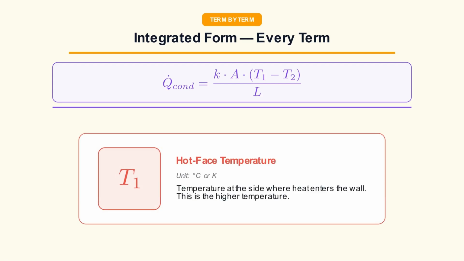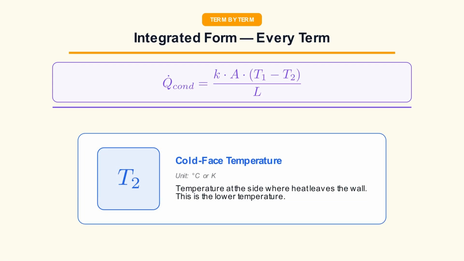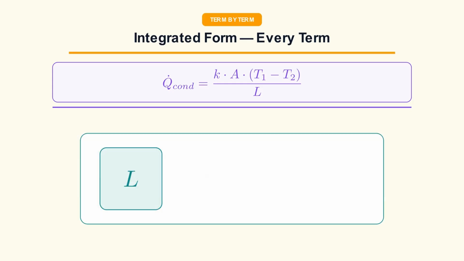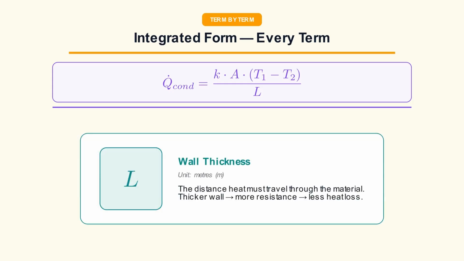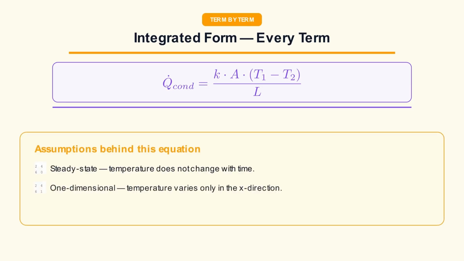face, degrees Celsius or Kelvin. T2 is temperature at the cold face, degrees Celsius or Kelvin. L is the thickness of the wall, meters. Assumptions. 1. Steady-state heat transfer, no change in temperature over time. 2. One-dimensional heat transfer, temperature varies only in the x direction. 3. Thermal conductivity K is constant throughout the material.